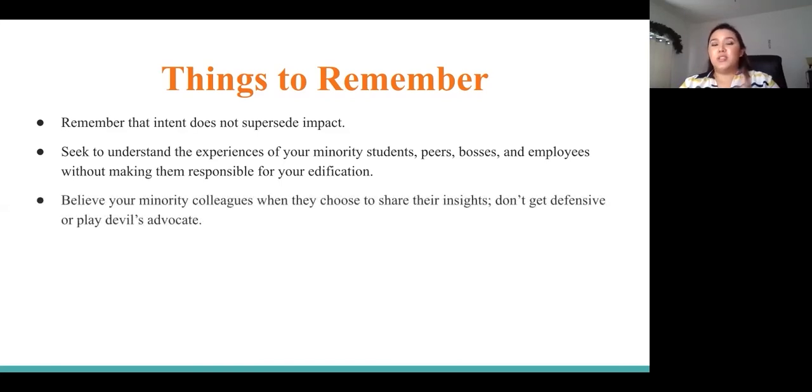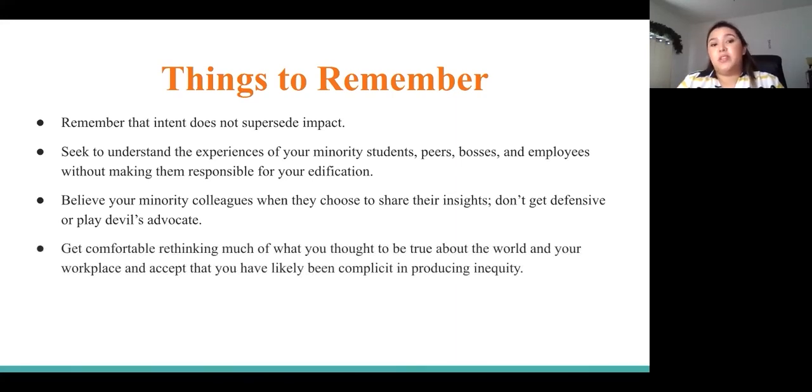Oftentimes, you hear about this diversity or minority tax of having to constantly explain all these different concepts to people that are in positions of privilege. While it is okay to come from a place of curiosity, it's also okay to find your own ways of doing that research and putting that work on yourself. Believe your minority colleagues when they choose to share their insights. Don't get defensive or play devil's advocate in these situations.